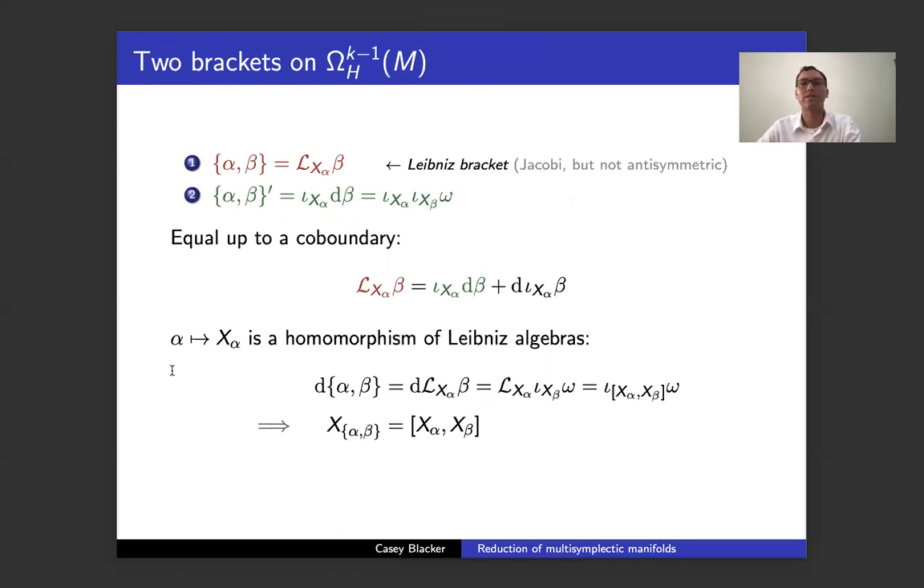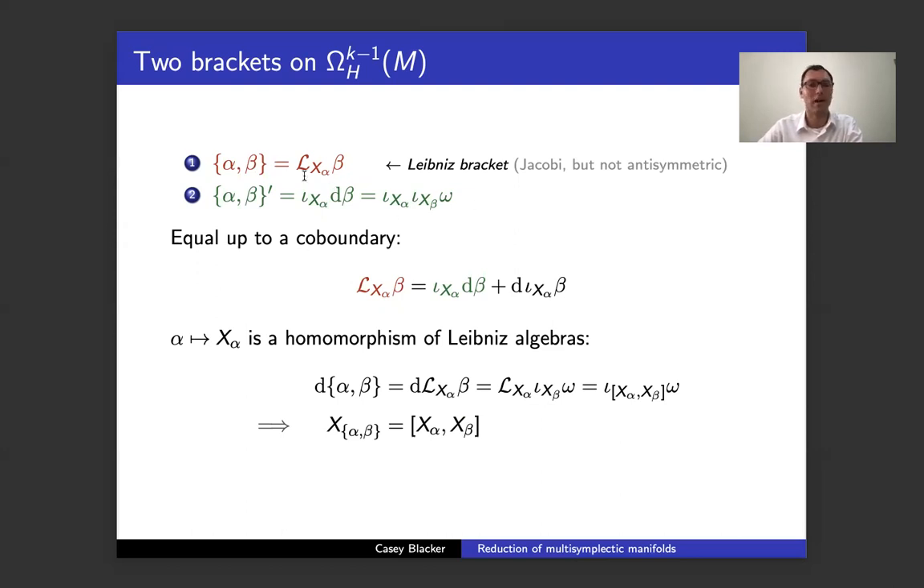So in contrast to the symplectic setting, there are now two natural brackets that we might define on the space of observables. First, and the one that we'll use, is a pairing between two Hamiltonian k-1 forms alpha and beta, which is given by the infinitesimal variation of beta along the symmetry associated to alpha. So that's a Lie derivative along the Hamiltonian vector field for alpha of beta. And so this turns out to be what's called a Leibniz bracket. It satisfies the Jacobi identity, but it's not necessarily antisymmetric.